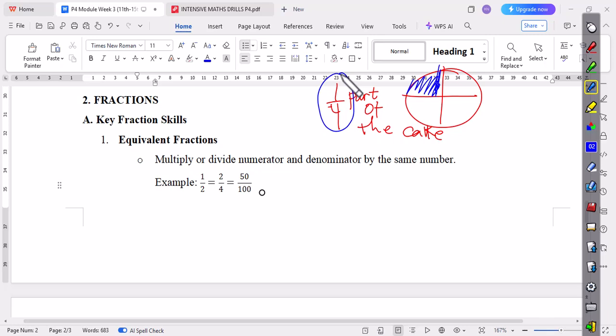Next, we have equivalent fraction. The equivalent fraction is a different fraction with the same value. So you can find the equivalent fraction by times the denominator and the numerator with the same number. In the fraction, we have the number in the top part, for example, 4/5. The number in the top is called numerator, and this one denominator.